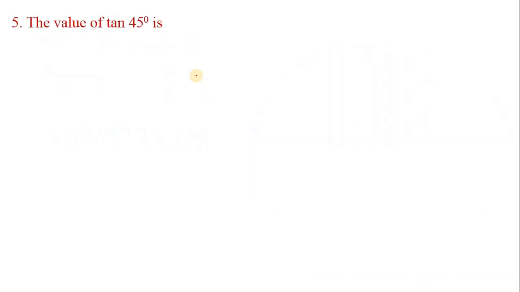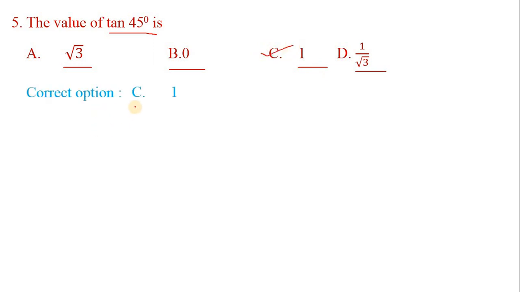Next, fifth problem. The value of tan 45 degree is. This problem also they have taken from the trigonometry chapter, from the concept specific angles of trigonometric ratios. Let us look into the options: root 3, 0, 1, 1 by root 3. As we know the answer, we can answer directly, that is C, 1. So tan 45 degree means 1.